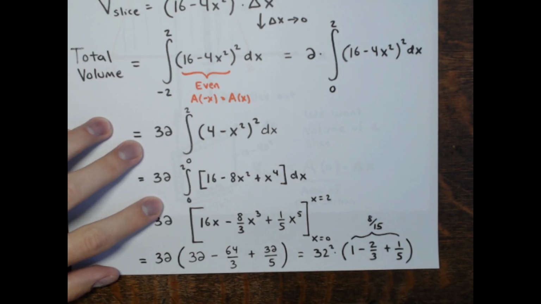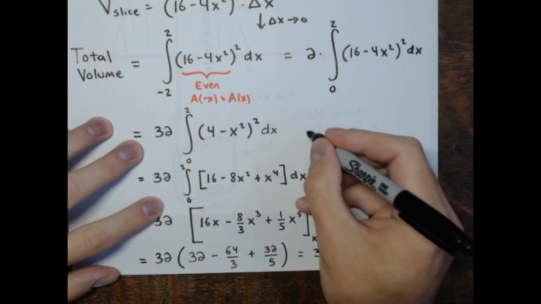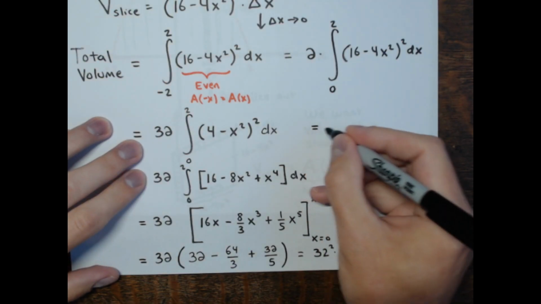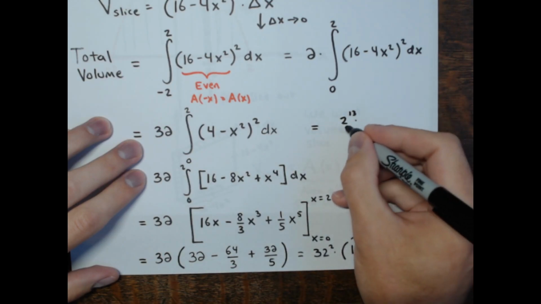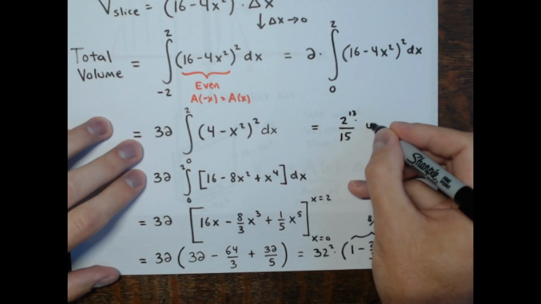1/3 plus 1/5. And then 32 is 2 to the 5th. So this is 2 to the 10th times 2 to the 3rd, which is 8. This is 2 to the 13th power. So this total volume here is 2 to the 13th power over 15, right, cubic units.